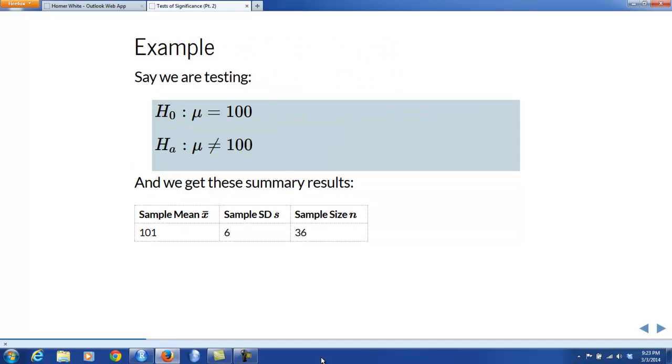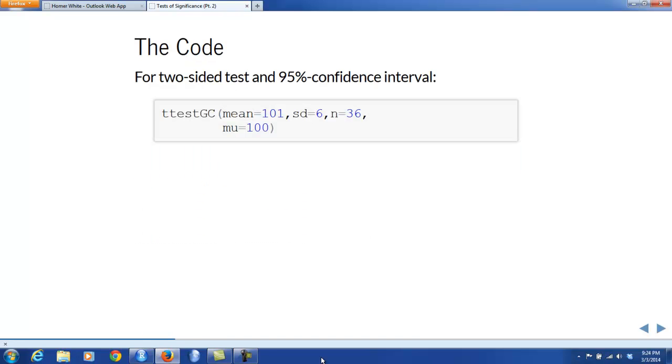Say we're testing two hypotheses. The null is that some population mean is equal to 100, and the alternative is that the population mean mu is not equal to 100. And say when we take our sample, we get the following summary results. The sample mean x bar turns out to be 101. The sample standard deviation s turns out to be 6, and this was on a sample of size 36. Let's run our two-sided test and get a 95% confidence interval along with it, using the usual code.